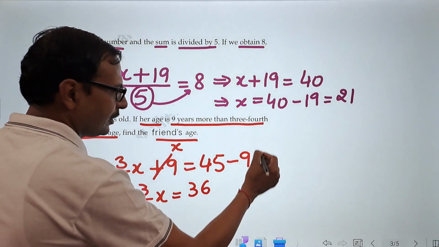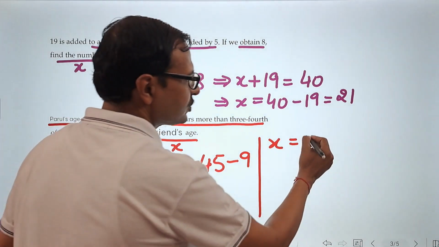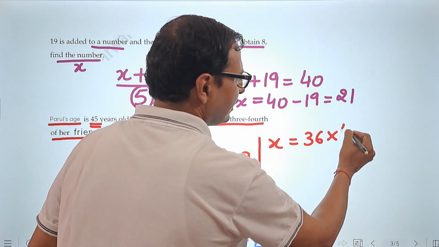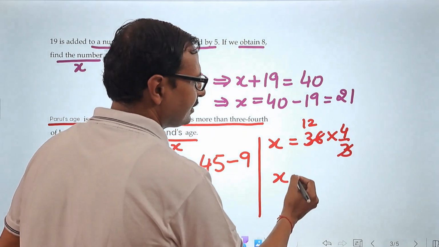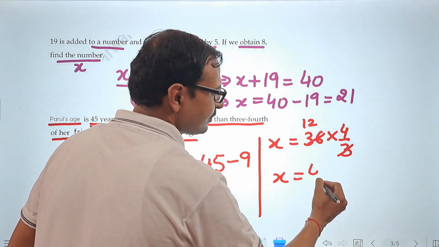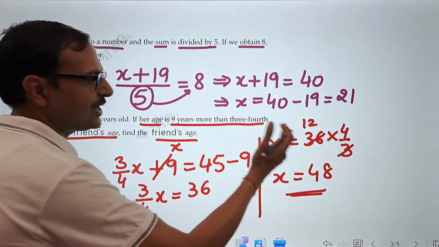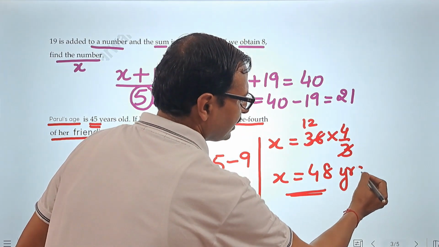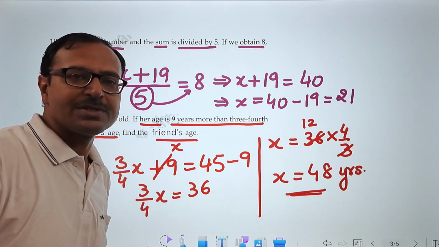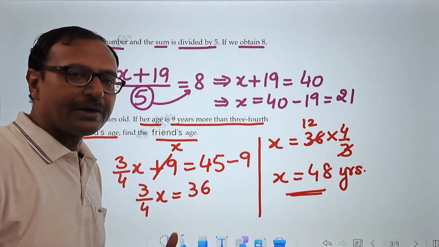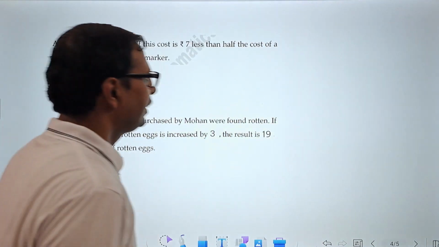And now the value of x can be found out by switching this 3 by 4 to the other side. So 36 times 4 by 3. So the 3 cancels 36 12 times, and so you get the value of x as 12 times 4, which is 48. And therefore, what was x? x was the friend's age. So the friend's age is actually 48 years. Very important that you learn the age based questions because this is something which is often targeted by all the examiners. Let's see one more question.